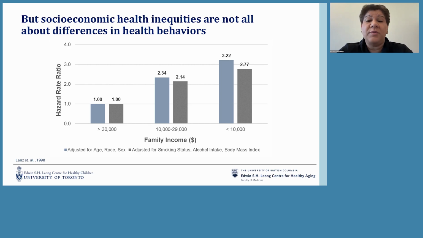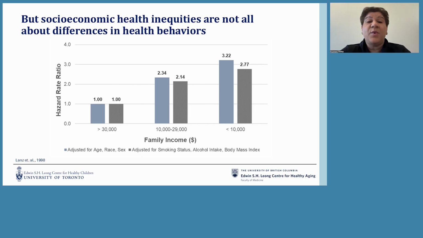And if you earned between 10 and 29,000, your risk of mortality was over twice that of people earning over 30,000. And if you earned less than 10,000, your risk was more than three times that of people earning more than 30,000. And so again, you can see this gradient effect in mortality across income groups.